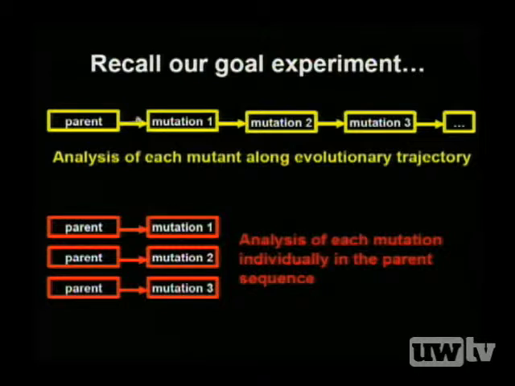Now I'm going to go back to our goal experiment. And recall, our goal experiment is we want to both look at how this protein has naturally changed over time, and then we want to synthetically or artificially introduce each of these mutations individually into the parent virus, this virus from 1968, and see what they do by themselves. And in order to do that, we have to first reconstruct how the virus actually changed.